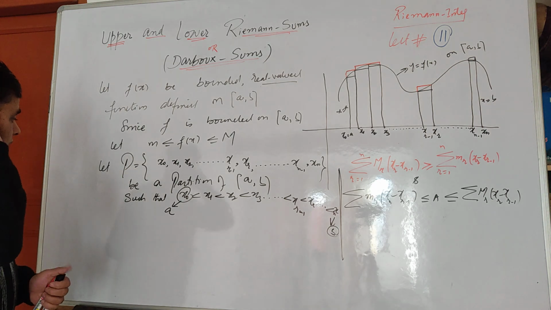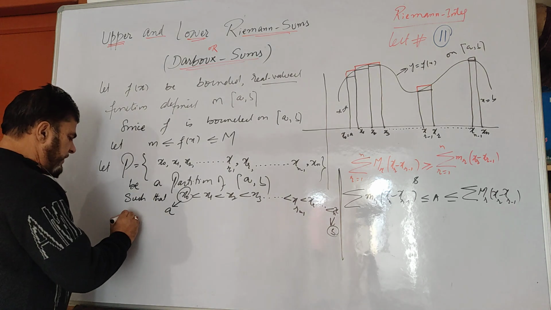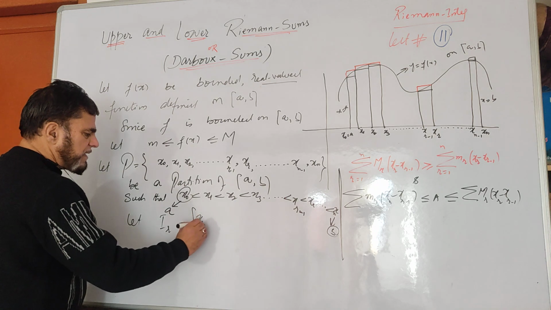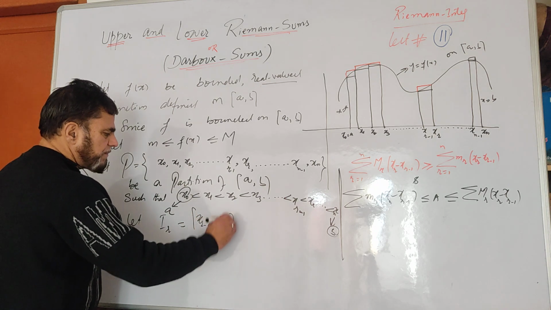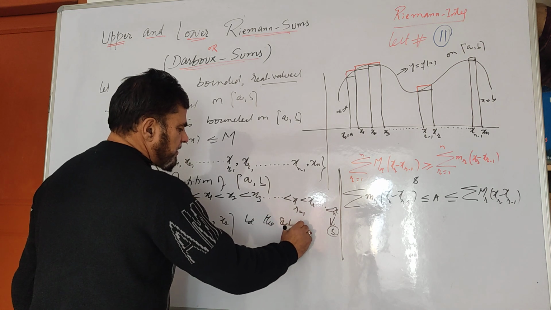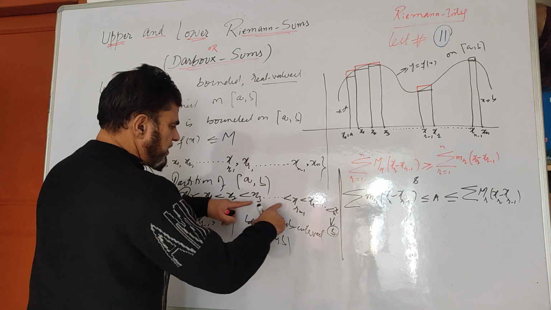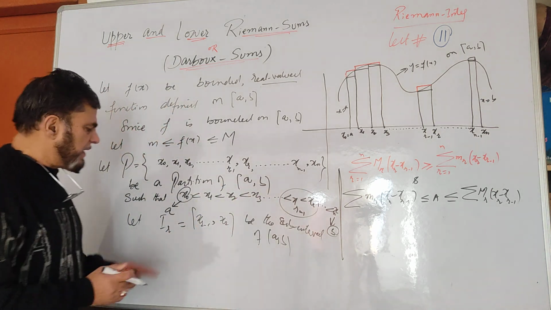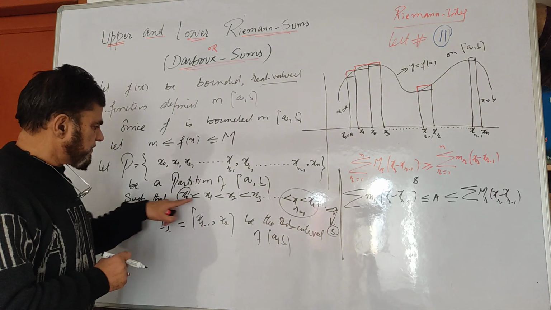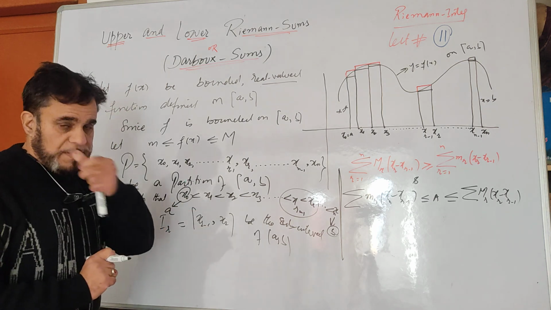Okay, and we take a closed subinterval. We write let Ir be equal to [x(r-1), xr] be the subinterval of closed interval [a, b]. This is a general subinterval, because when we took r=1, you get the first subinterval I1 = [x0, x1], and when you take r=2, this is [x1, x2].